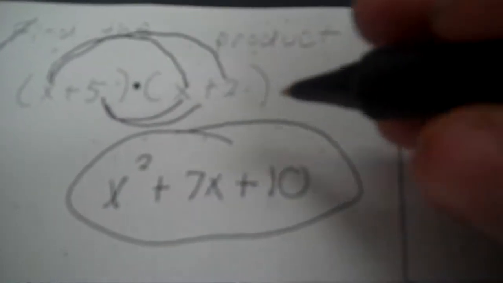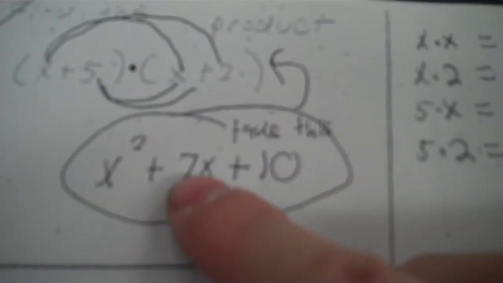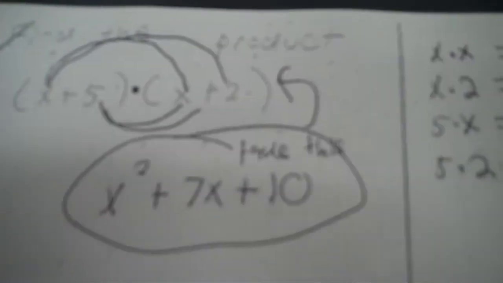Now these are like terms, so we need to add those two. So I've got x to the second. And then 2 plus 5 is 7, so 7x. And then 10. Now what we're doing today is we got to take this and get back to here, okay? I need to take this and get back to here, okay? They're going to give me x squared plus 7x plus 10, and I have to come up with the answer, x plus 5 times x plus 2.